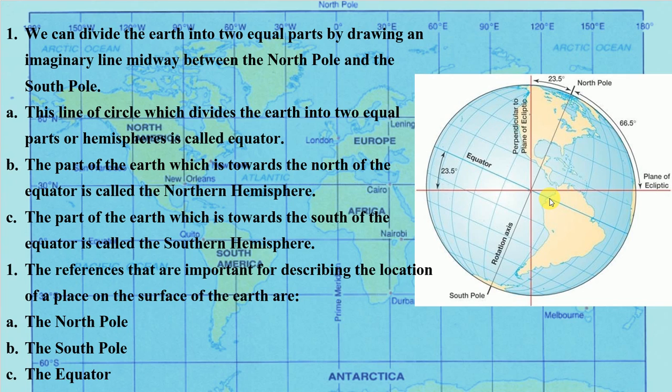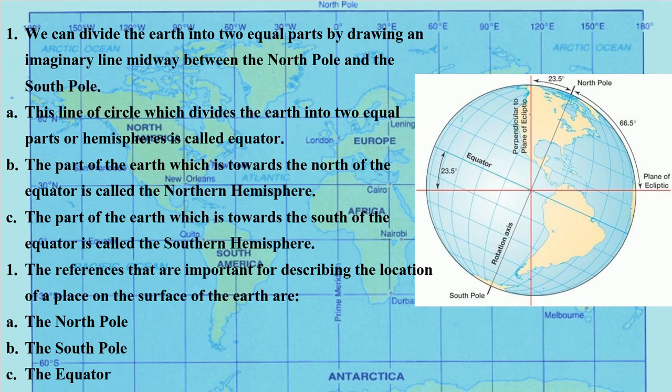A perpendicular line from either the South Pole or the North Pole is drawn perpendicularly on the equator, and that makes an angle of 90 degrees. Thus the North Pole is at 90 degrees north and the South Pole is at 90 degrees south. So let us move on to a brief discussion of the set of circles. We have already got the three references that are very important for describing the location of a place: the North Pole, the South Pole and the equator.